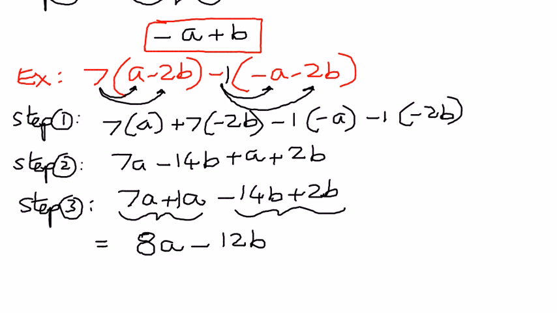So this is the way we want to be able to use the properties which we know. In this case, we have used the distribution property, we have used the combining similar terms property, and then been able to arrive at this answer. There are no more similar terms in here, therefore that is where we want to leave it.